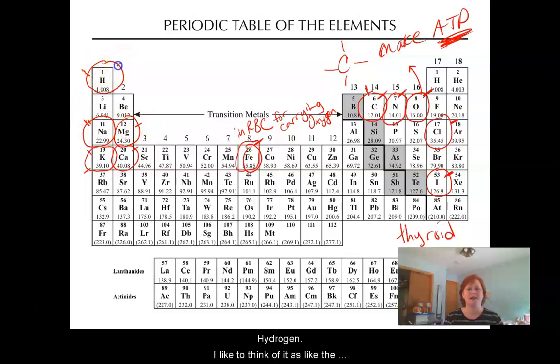Hydrogen, I like to think of it as the perfect spackle, so you can use it to fill all the holes in molecules. We'll talk about that in a little bit. Sodium tends to get a bad rap. It can be bad for you. It can raise blood pressure and things like that.